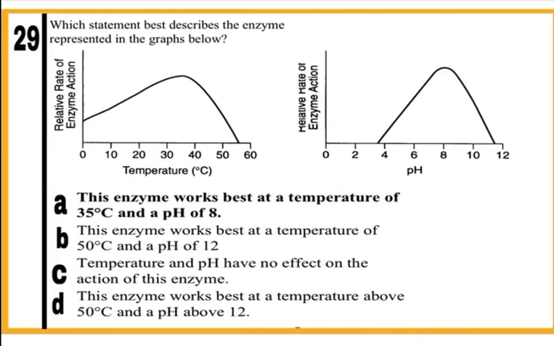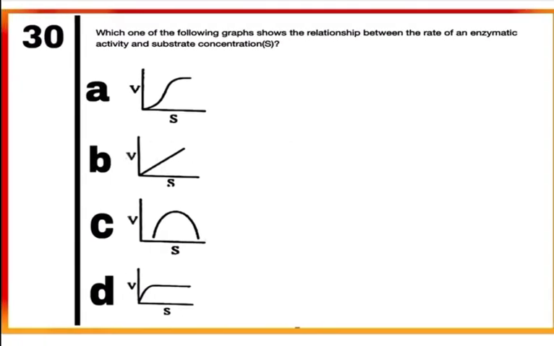Question 29. Which statement best describes the enzyme represented in the graph below? See the graph between temperature and enzyme activity. The enzyme activity is maximum around 35 degrees Celsius. And now check the graph between pH and enzyme activity. Here the enzyme activity is maximum around 8 pH. So correct answer is option A. This enzyme works best at a temperature of 35 degrees Celsius and a pH of 8.